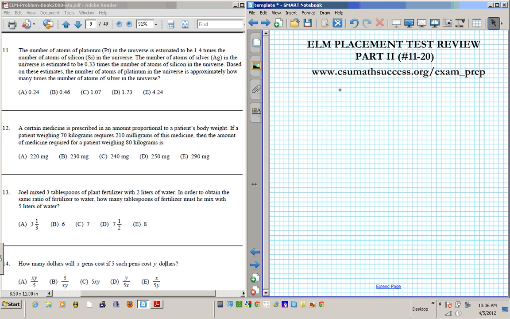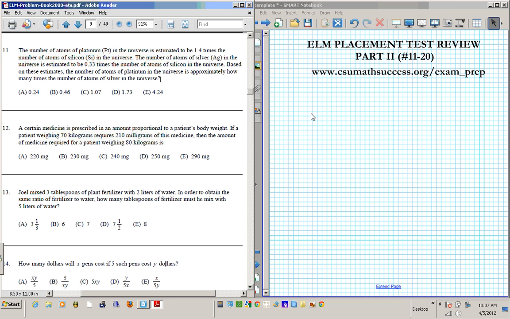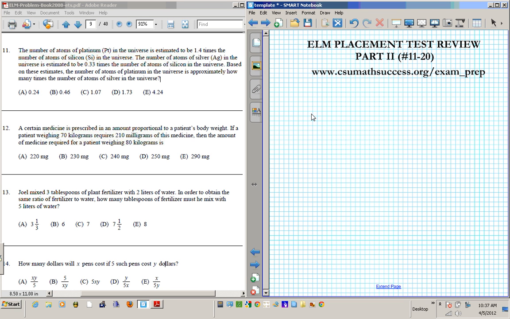Just like in the first part of this presentation, this document that I'm going over is accessible on the internet, www.csumathgotserved.org/exam_prep. Then you go to the free questions, and you're going to have access to this document, okay? So let's go ahead and start with number 11.